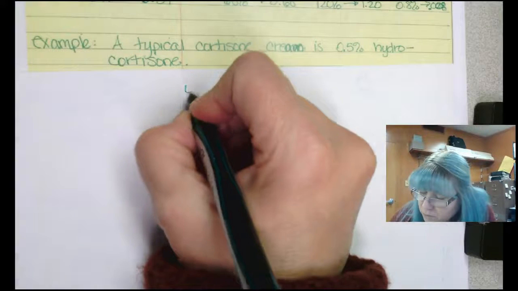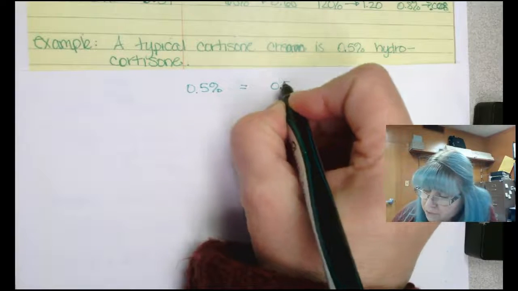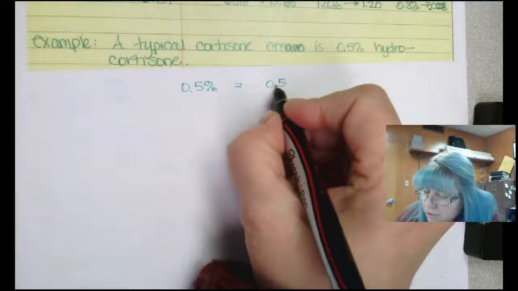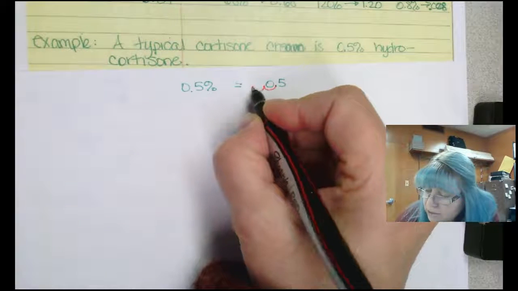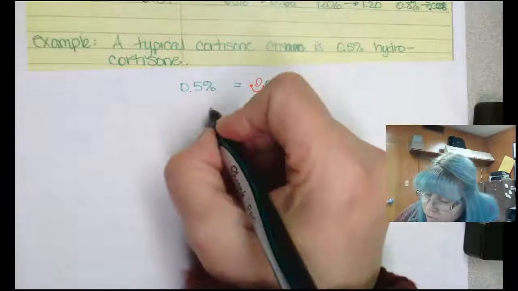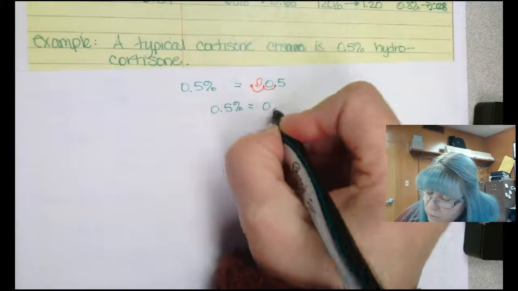So 0.5% will be, first step, drop the percent symbol. Now move the decimal 2 spaces to the left. 1, 2. I had to put a little placeholder in there. So 0.5% will equal 0.005.